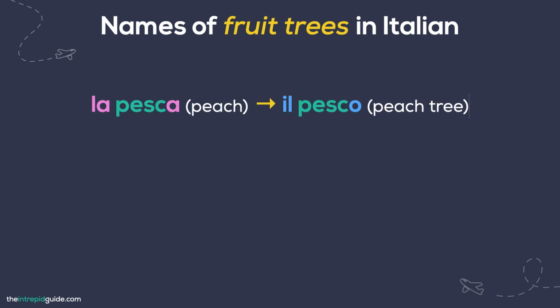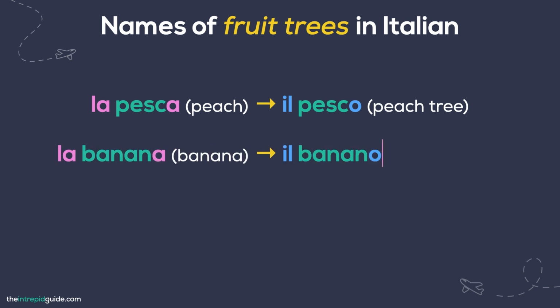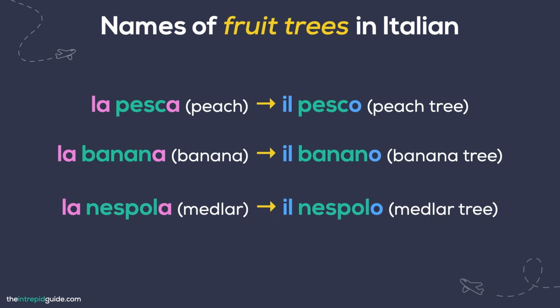La pesca. Peach becomes Il pesco. Peach tree. La banana. Banana becomes Il banano. Banana tree. La nespola. Medlar becomes Il nespolo. Medlar tree. However, there are three important exceptions.